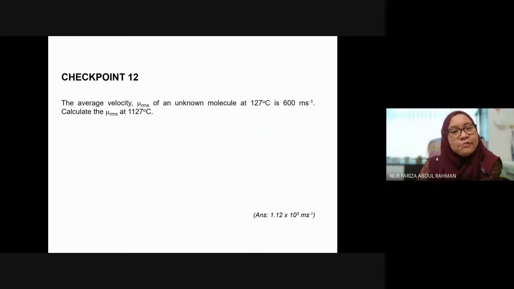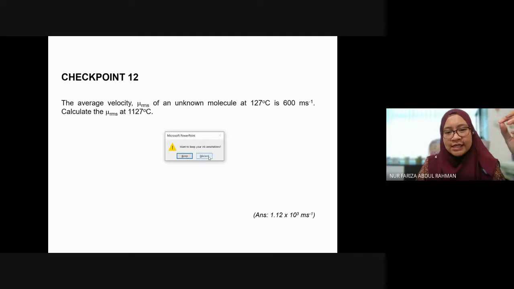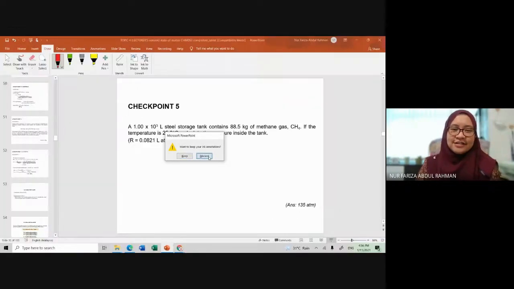Okay, alright, so we have checkpoint 12. Okay guys, so please complete this checkpoint. Okay, so the time is up. Okay, alright, so that's about it. Any questions? So please complete this checkpoint. We will discuss it tomorrow. Okay, any question related to the topic?